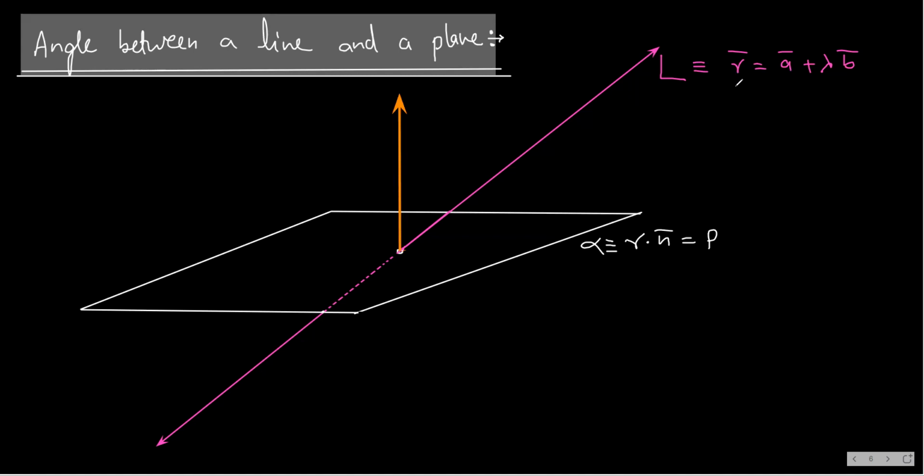Next. If I have the line r bar equals to a bar plus lambda b bar, you know, this a bar is the position vector of a point A on the line. And what is b bar? You know, this b bar is a vector which is parallel to the line. We all know that b bar is a vector parallel to the line. This is vector b bar. Fine.